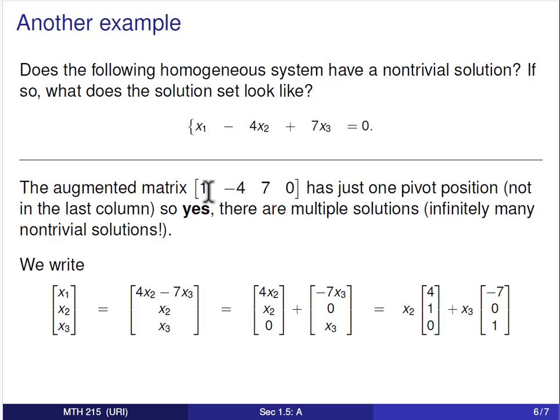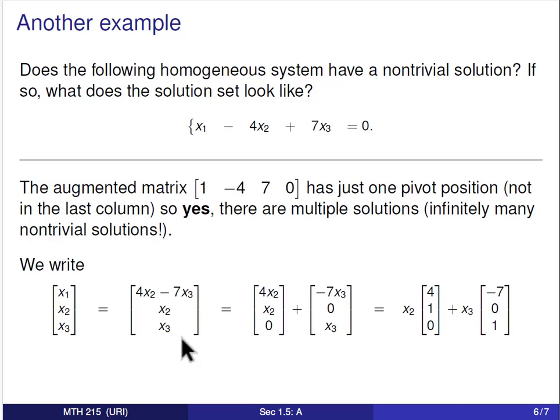So that 1 is actually our only pivot position, and so we can write x1 in terms of x2 and x3. This would say x1 minus 4x2 plus 7x3 is equal to 0, so rearranging that we would say that x1 is equal to 4x2 minus 7x3. x2 is a free variable in this system, x3 is a free variable in this system, so I can write my vector like that. But let me do a trick that will be helpful for the future.